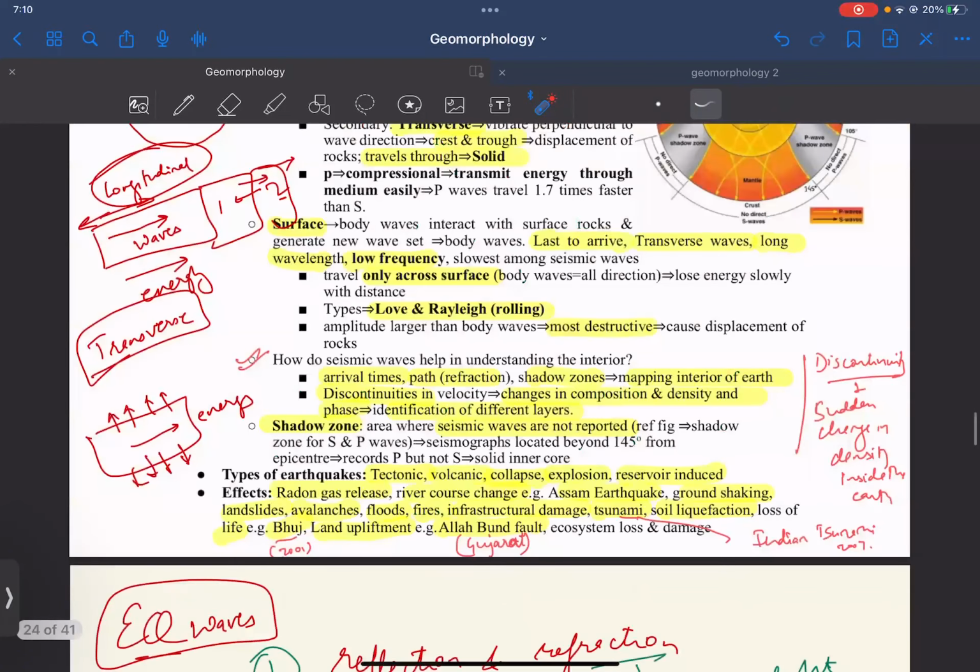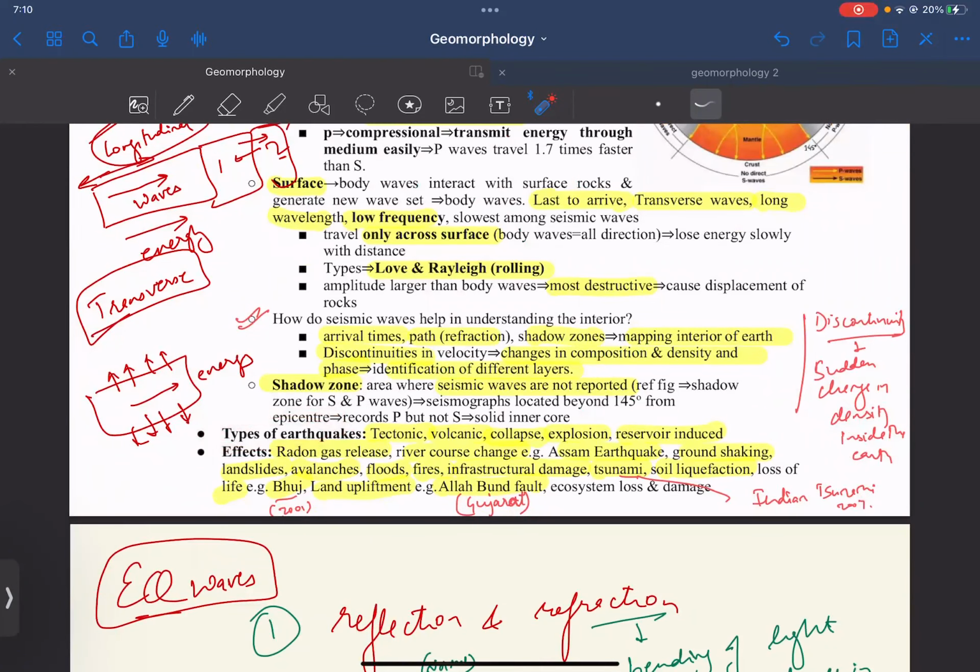Then the types of earthquakes, or you can say the causes of earthquakes: movement of plates, volcanic activity, collapse of mining areas, explosion activities, and reservoir induced. Reservoir induced example I gave: Koyna earthquake in India, 1967. This is a famous example.